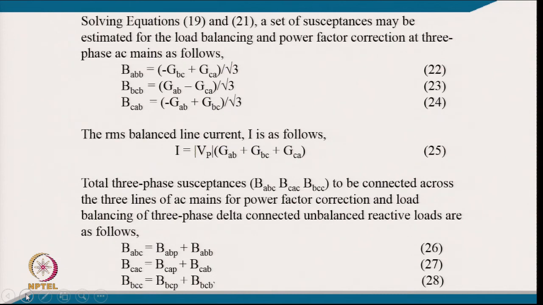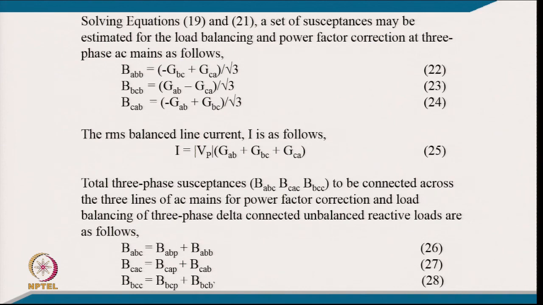So, you can find out the compensator for AB, BC and CA in terms of these conductances, and once you get this value, it means the network is balanced, and you will get the balanced line current equal to Vp into the sum of conductances, which you can see is equivalent to GD.